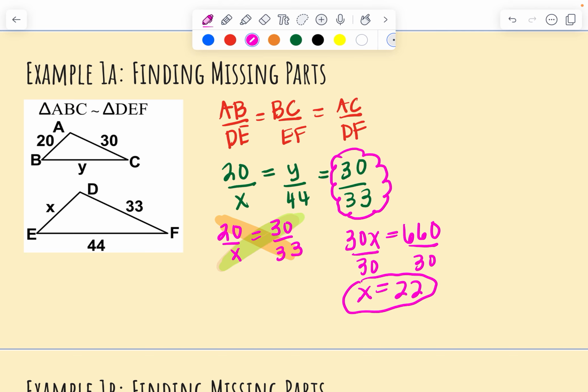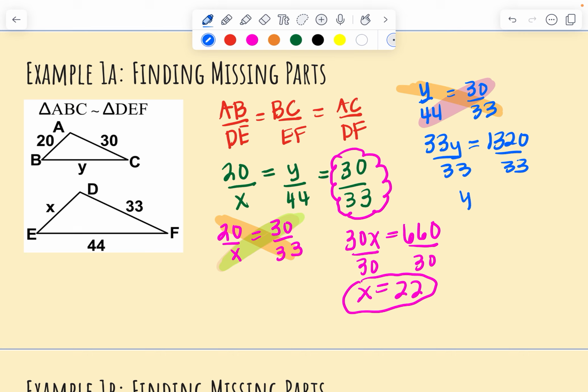And now we're going to use our 30 over 33 again to solve for Y. So Y over 44 equals 30 over 33. And again, looking at cross products here, Y times 33 is 33Y. 30 times 44 is 1,320. So dividing both sides by 33, we will get that Y is 40.